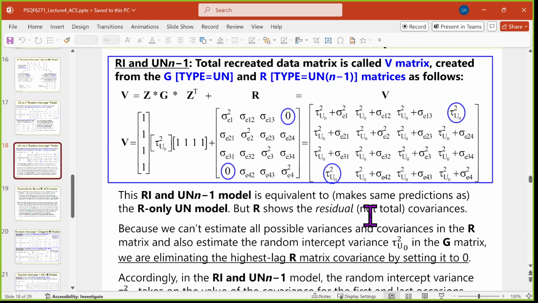There was a question in class last time that I want to reiterate here. If you can't estimate this, that's okay. All you really need in terms of doing model comparisons is the log likelihood from an unstructured model, because it is likelihood equivalent. It is a rearrangement of the same thing. So random intercept plus UN n minus 1 here is the same thing as an R-only unstructured model. Okay, does that make sense?